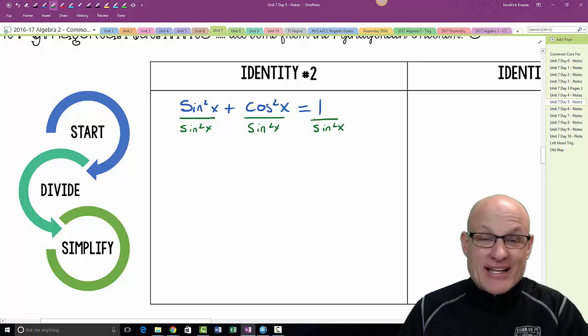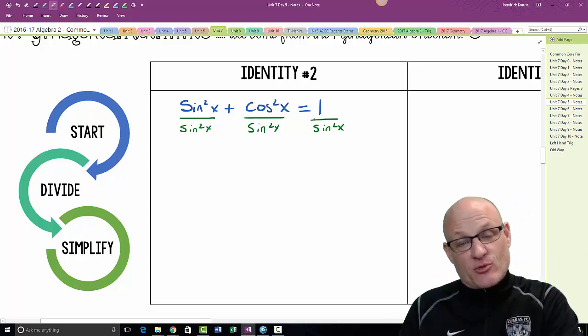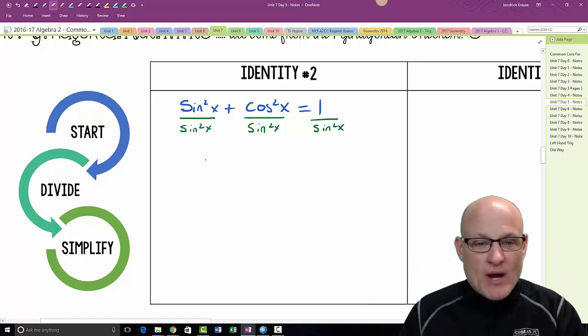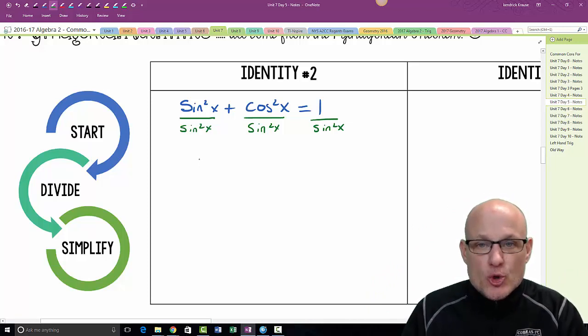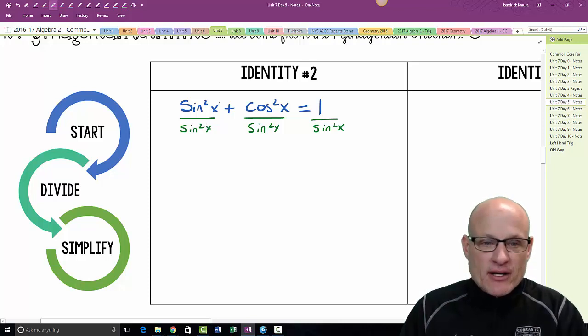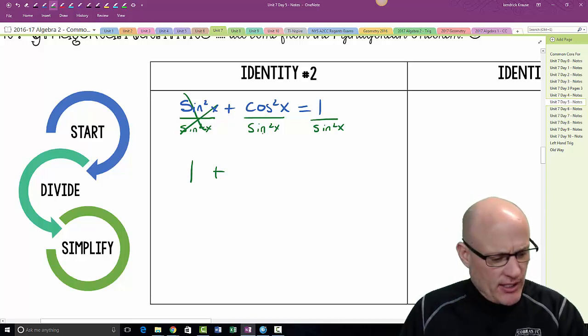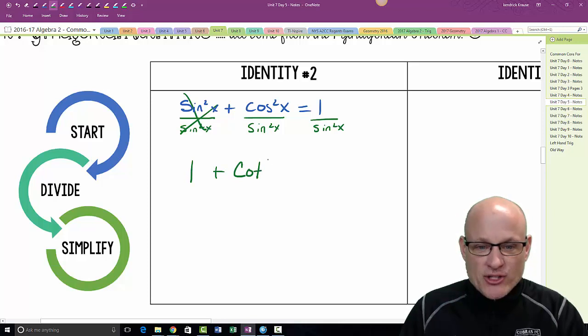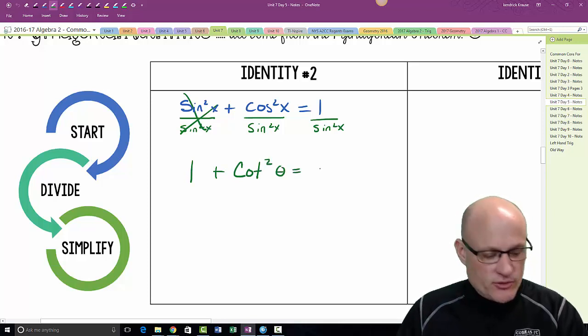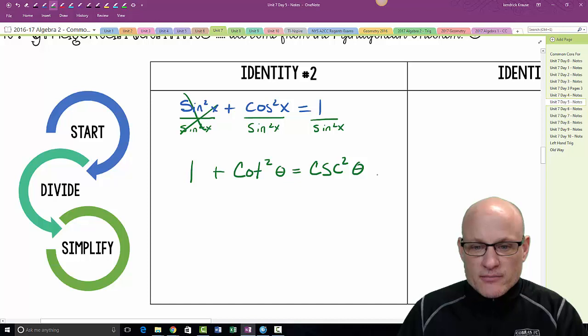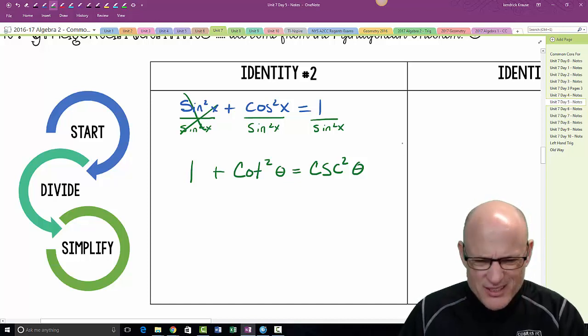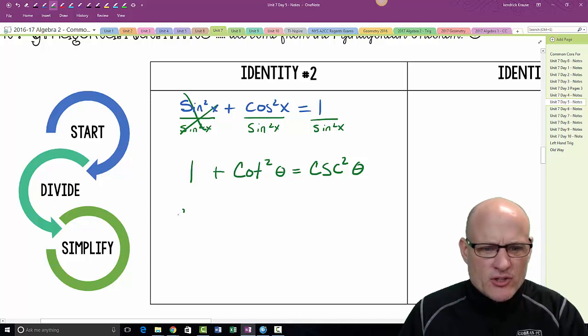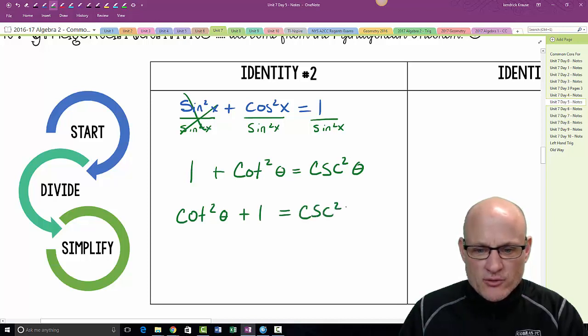Now, why would I do that? Well, it's legal to do that. I've divided the entire left side by sine squared x, and I'm dividing the right side by sine squared x. I'm doing that so that I can come up with a new trig identity that might help me later on. This is equal to 1 plus, what is cosine squared over sine squared? Oh yeah, that's cotangent squared theta, equal to 1 over sine squared, cosecant squared theta. Say what? So what you're telling me is cotangent squared theta plus 1 is really equal to cosecant squared theta.